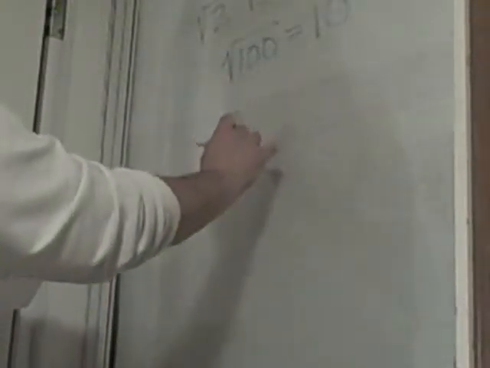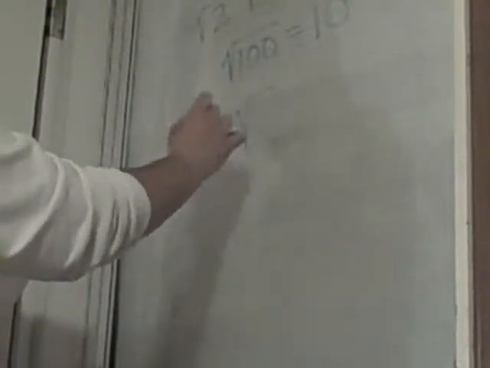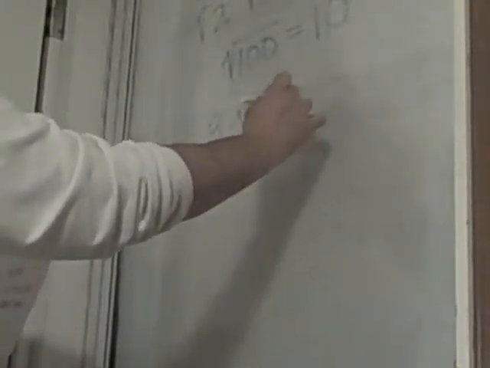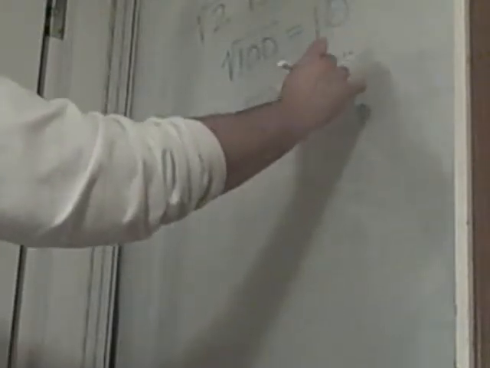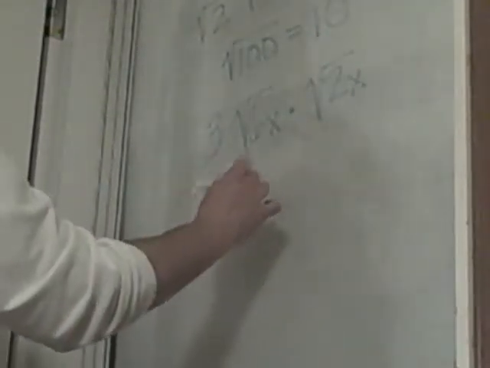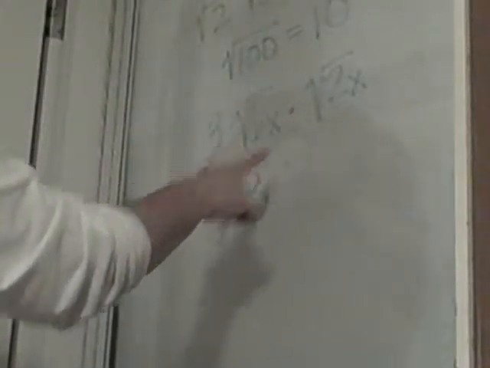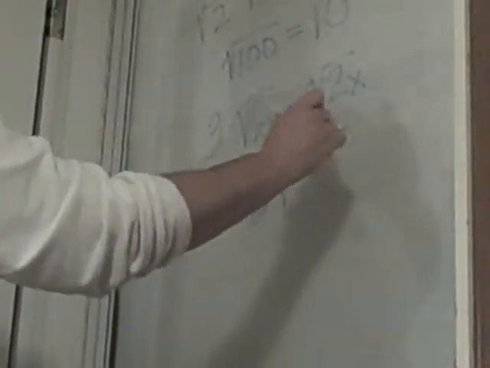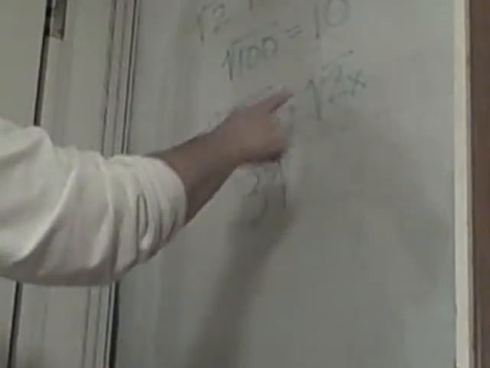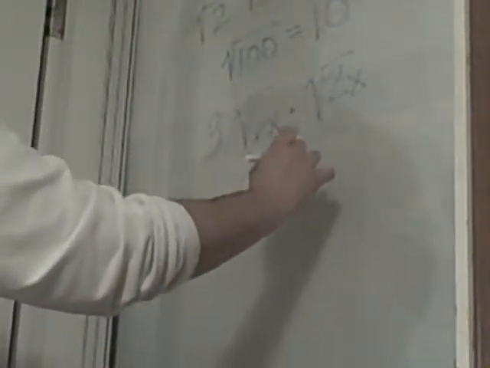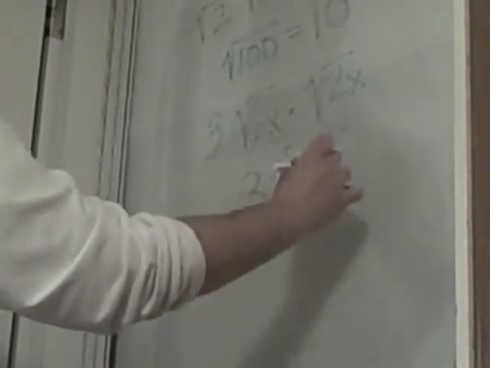If I have the square root of 3 times the square root of 6x times the square root of 2x, let's take a look at what that is. This is 3 in the front, 3 times 1 is 3. And then I multiply the two things underneath the square root. 6 times 2 is 12, and x times x is x squared.